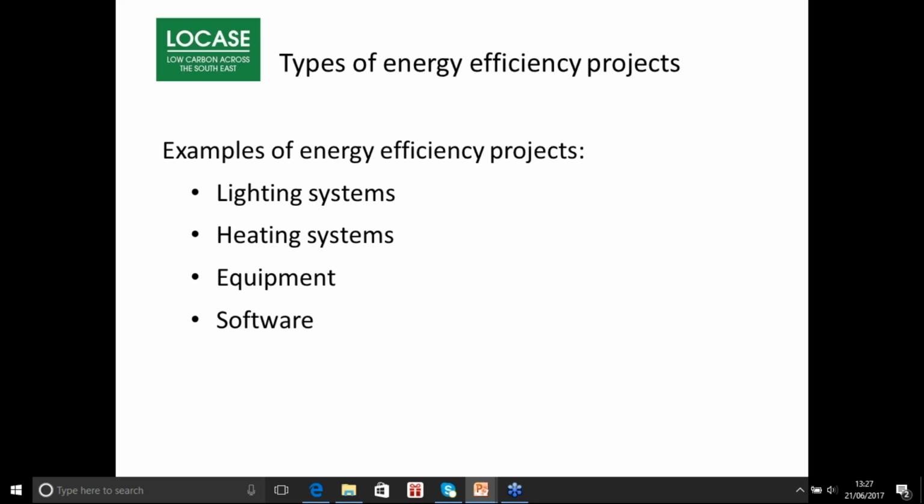Types of energy efficiency projects that we can help with are things like lighting systems, heating systems, equipment, even software. So in terms of software, we've helped lots of businesses to implement 3D CAD systems, which help to improve processes and save money on even wastage and energy use. But also Skype and teleconferencing systems that have been installed in businesses to help to mitigate travel between sites. So they're the kinds of things that in terms of software we can help with.